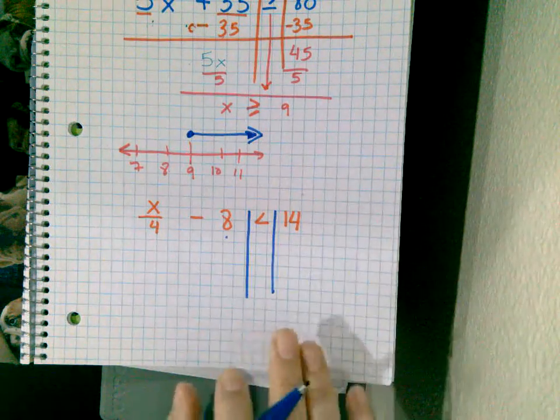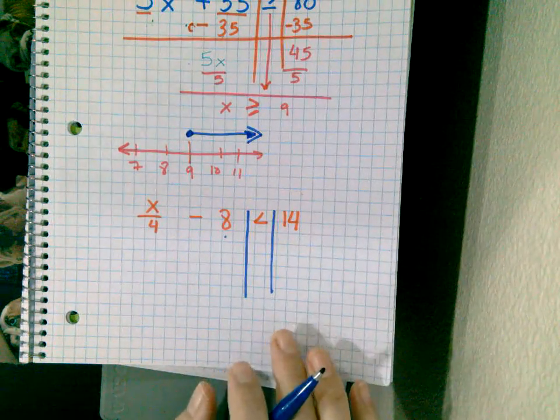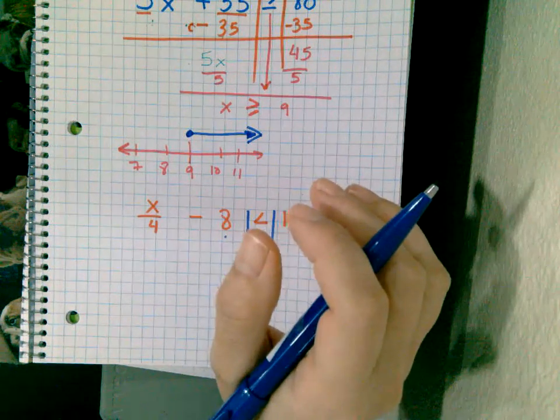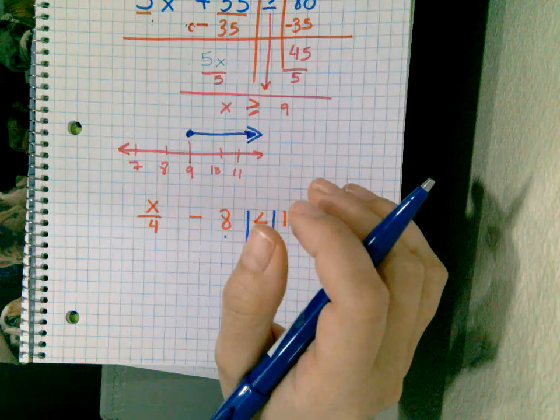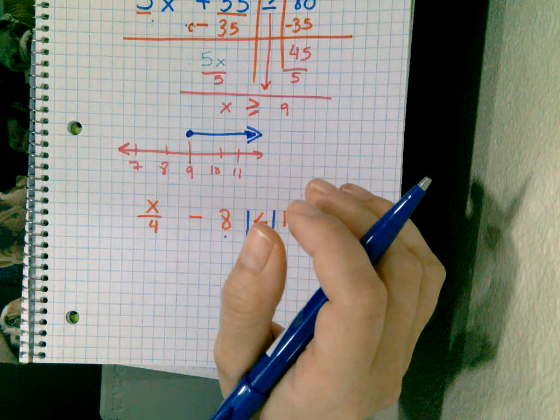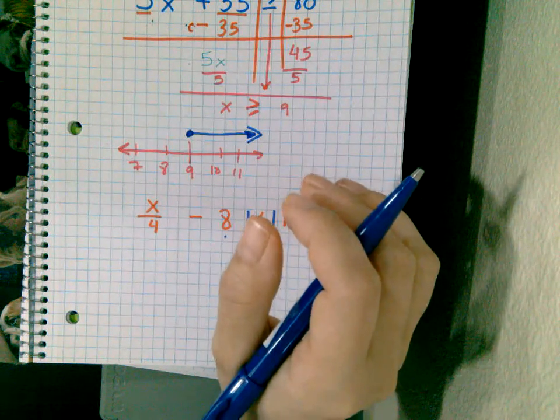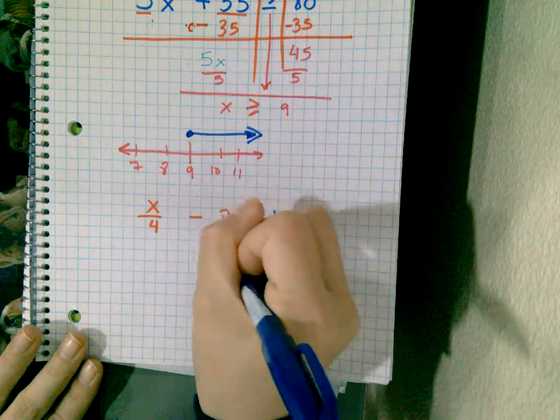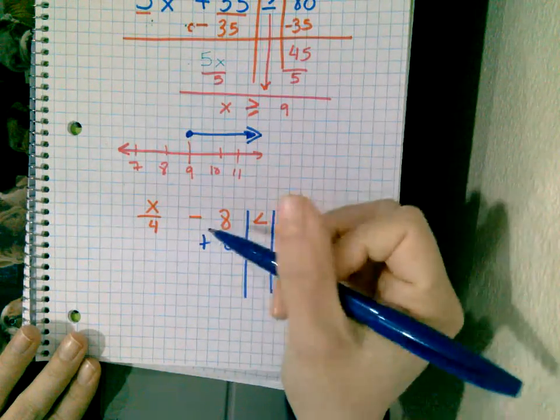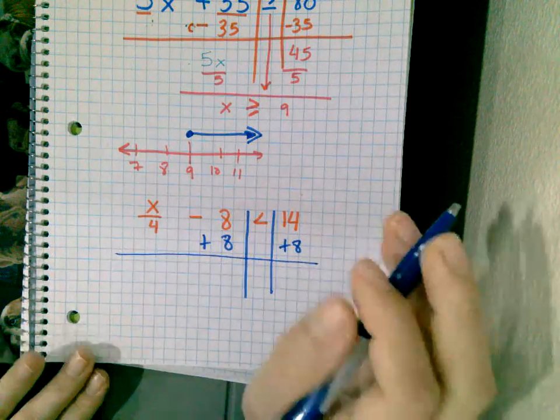All right, so which number do I move first, the 4 or the 8? Move the number that's furthest away. So, yes, we're going to move the 8, so it's plus 8, plus 8. This is a minus, so you're going to add, you're going to do the opposite.